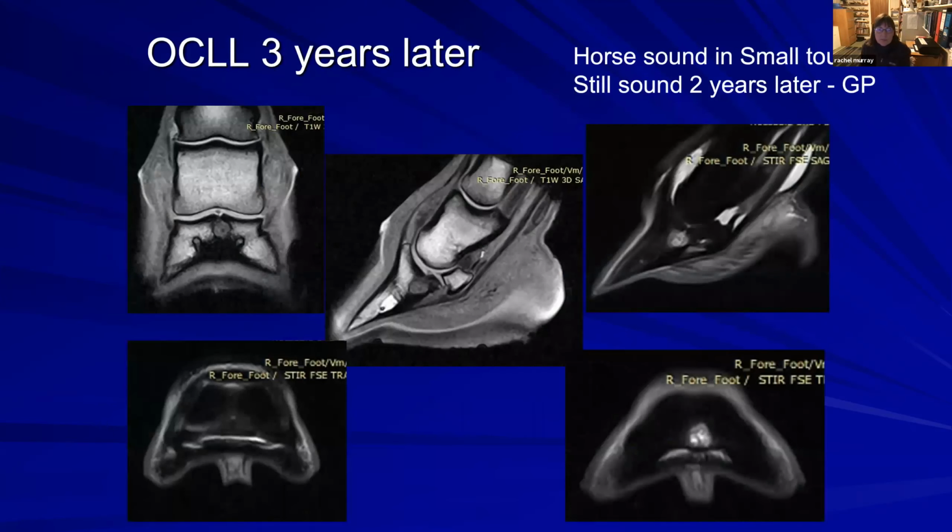So we MRI'd this horse for other reasons 3 years later, and you can see that this osteocyst-like lesion is still there, reasonably similar. The hole through the subchondral bone plate is no different. This horse is still sound doing small tour work, and was still sound 2 years later from there, working at Grand Prix. So quite useful to know that this hasn't significantly changed and that the horse is able to work.